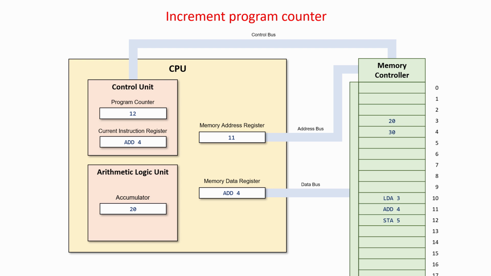The new current instruction can now be decoded. In other words, the control unit will engage whatever circuitry is needed to carry it out. This instruction will add the contents of memory location 4 to whatever's in the accumulator, so the memory needs to be read again. The memory address 4 is put into the memory address register and sent to the memory controller via the address bus. A read instruction is issued and the contents of location 4, the number 30, is copied to the memory data register.